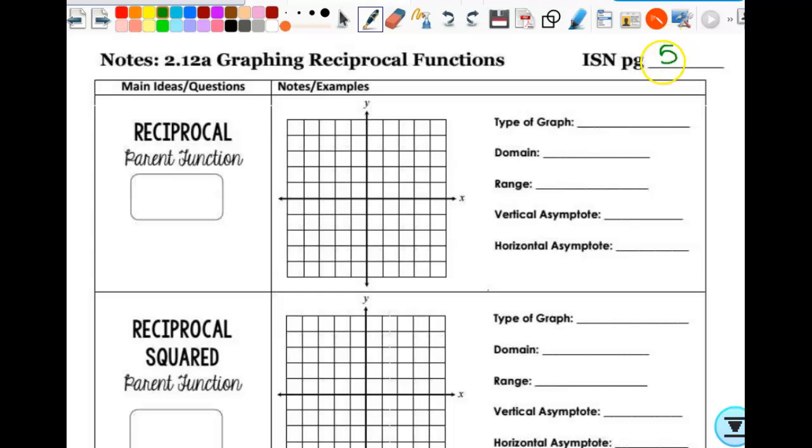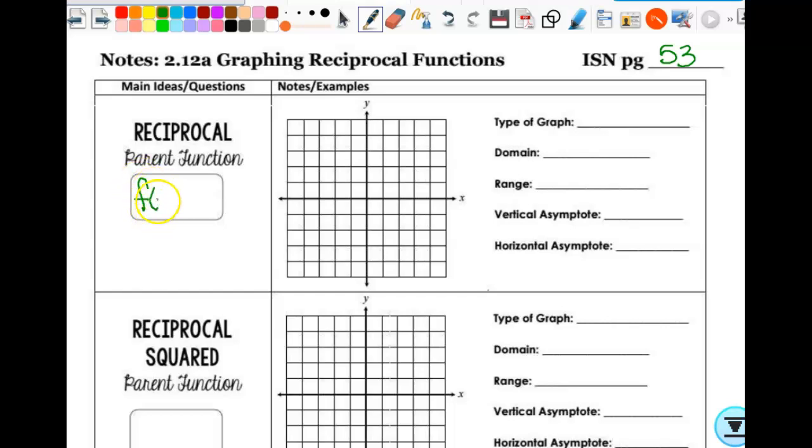So we are going to look at some other parent functions. We talked about parent functions at the beginning of the year, and we did a bunch of transformations. Those definitely aren't all of the parent functions that exist ever, but doing them all at one time at the beginning doesn't always make a whole lot of sense. So we're going to talk about the reciprocal and the reciprocal squared parent functions today.